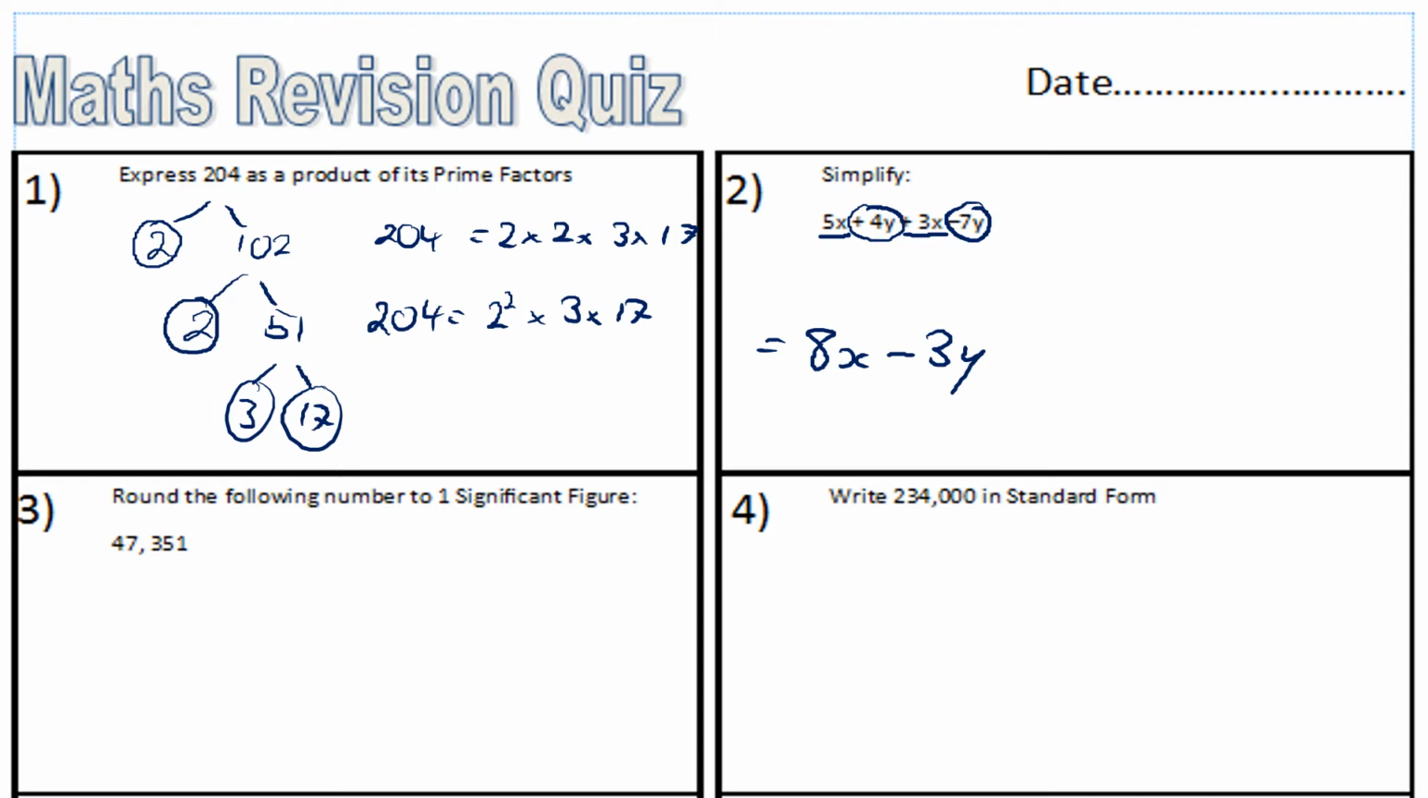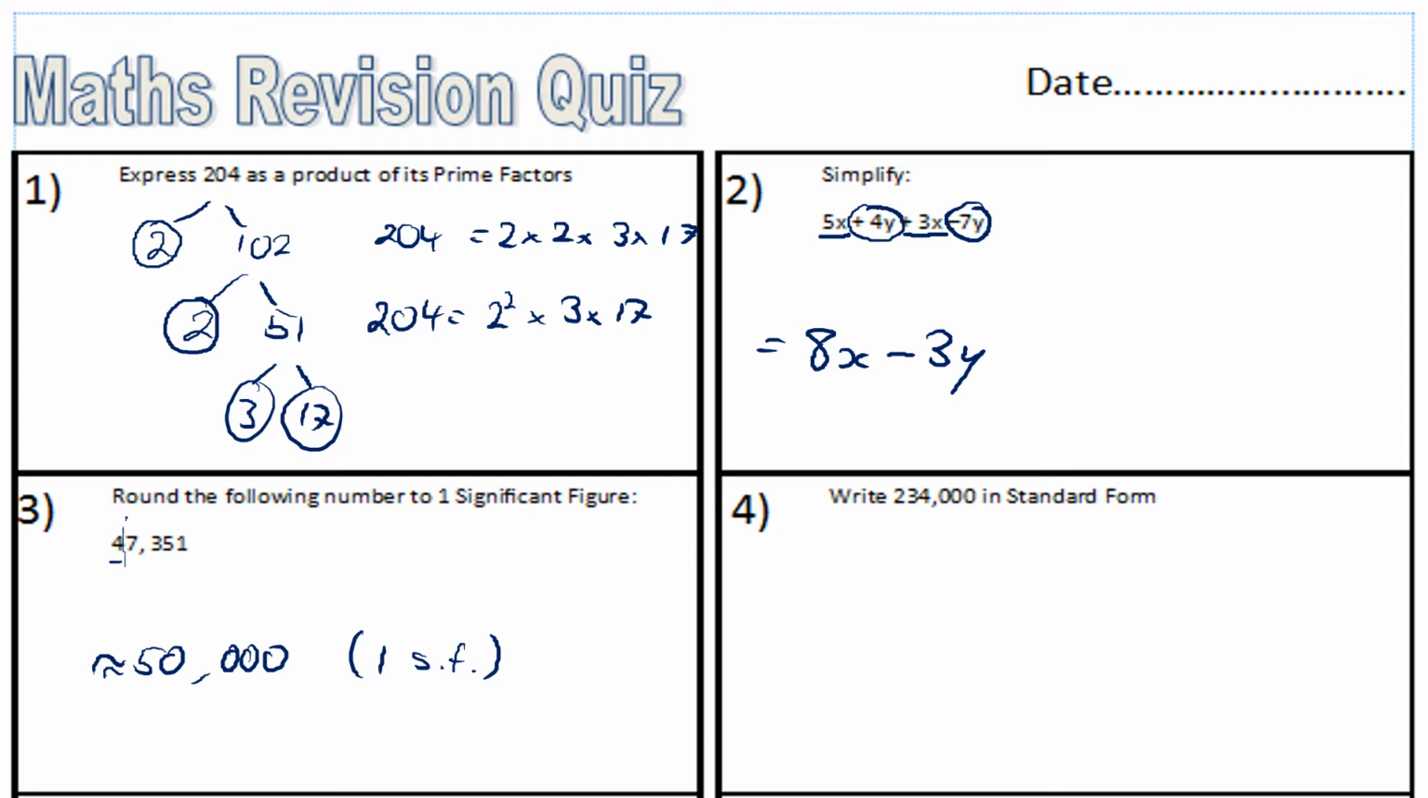Okay, question number 3, round to one significant figure. Okay, so significant figures, you read left to right. So first digit reading left to right is my first significant digit. So 4 is my first significant digit. We've got a 7 after that, so that means I'm going to round that up. So it's going to be approximately equal to 50,000 to one significant figure. Good, okay.